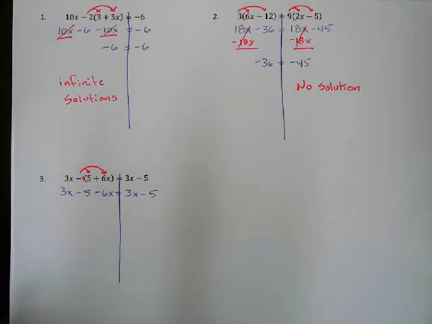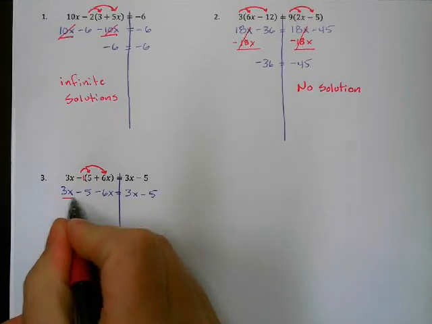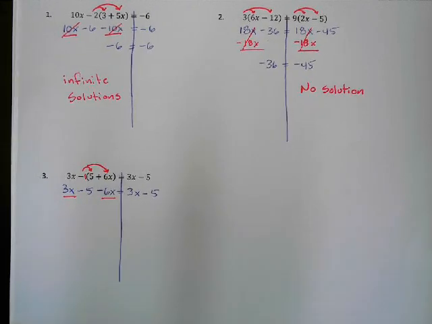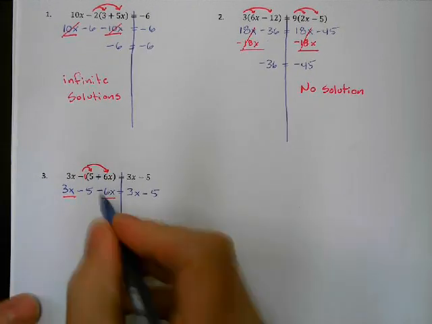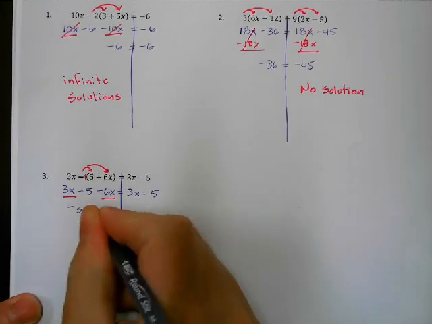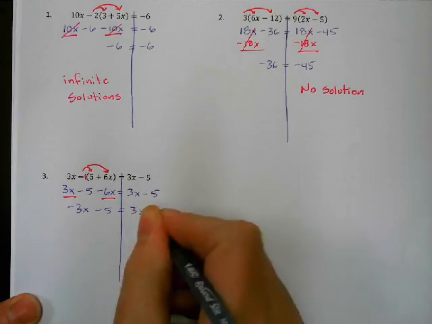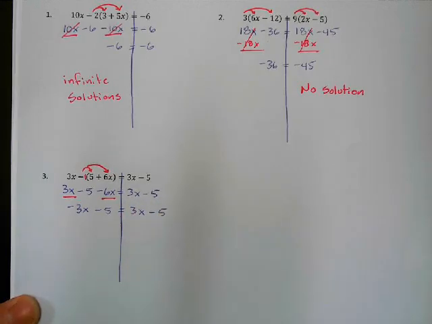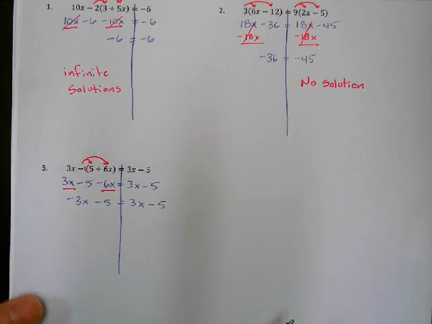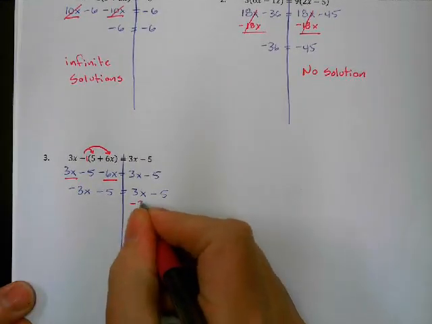First step, done. Next step, combine like terms. On this side, I do have like terms, the 3x and the -6x. So let's combine those two together. So I get -3x minus 5 equals 3x minus 5. Okay. Next step, balance. Subtract 3x, subtract 3x.